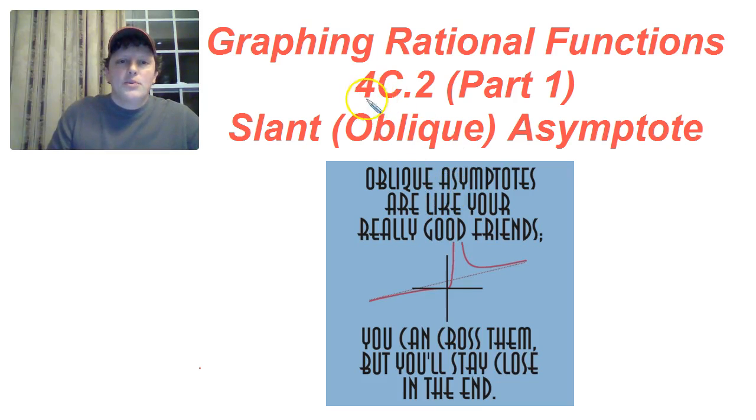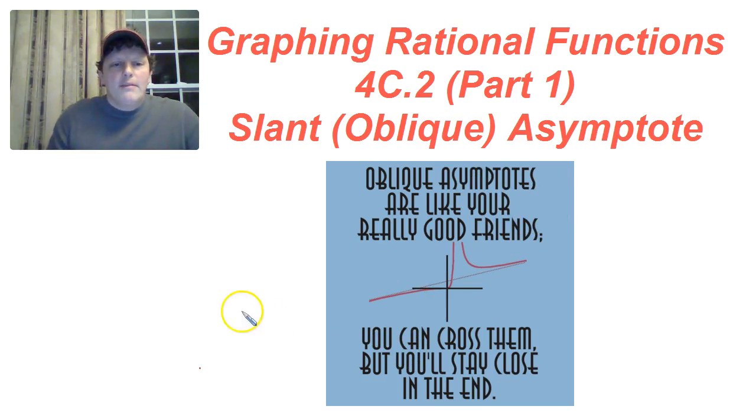We are moving on to what I'm calling 4C.2, but we're still trying to graph these functions. And today I want to talk about the third type of asymptote that you sometimes see. It's called a slant asymptote or an oblique asymptote. We'll call it a slant asymptote for the most part, but if you ever see oblique asymptote, that's the same thing.